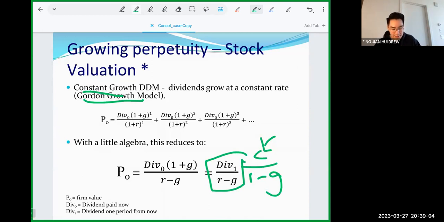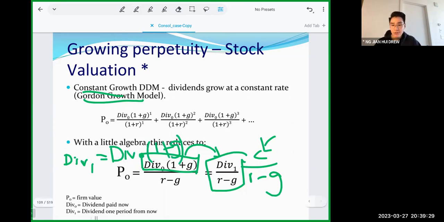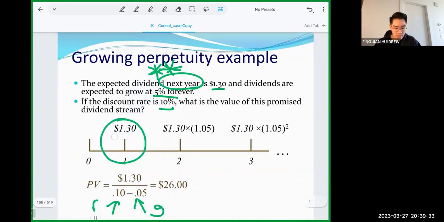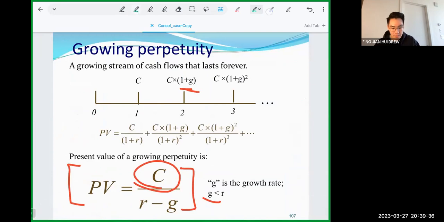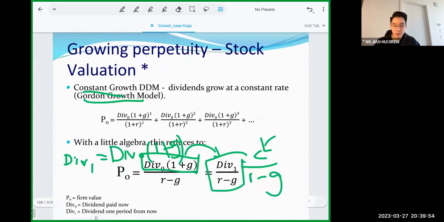Now, why is there this component here? This component basically is the same as div1, right? So what is div1? Div1 is actually div0 growing by 1 year. That's why we have this. If this algebra is a bit confusing, let's see this again. I'm just going to repeat here. What is 1 period from today? This is given as C. So 1 period later, you'll grow by 1 plus G, right? In the same sense, the dividends will grow. So this is how we value stocks.